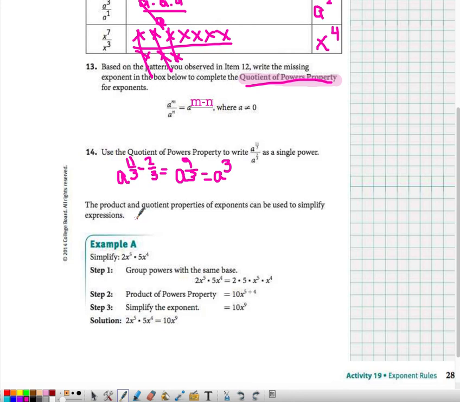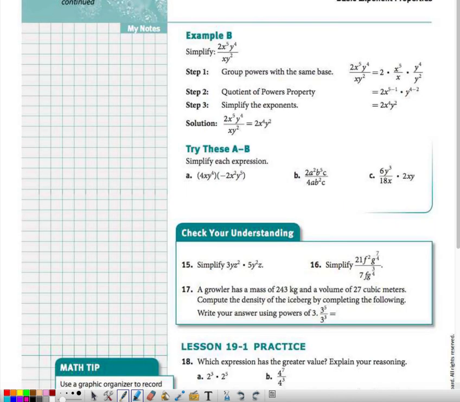So the product and quotient properties of exponents can be used to simplify expressions. So if we have 2x to the 5th times 5x to the 4th, multiplying the coefficients, 2 and 5, go together, and then the bases are the same, our x to the 5th and x to the 4th. And so if we add 5 plus 4, we get 9. So 10x to the 9th is the simplified version of 2x to the 5th times 5x to the 4th.